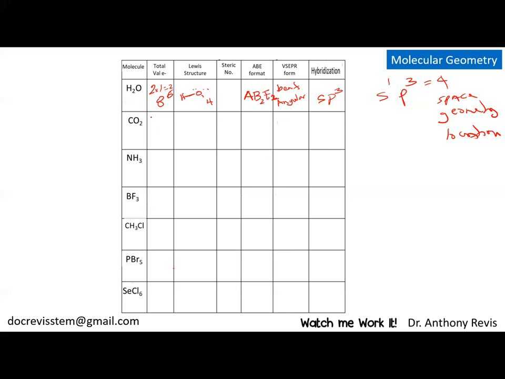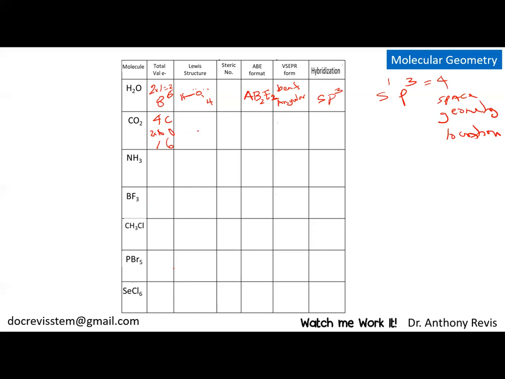Carbon dioxide: we have four valence electrons from carbon and 2 times 6 from oxygen. And whatever that turns out to be, you just calculate those there. So that's 12 plus 4, 16 total. So make sure we do the right arithmetic here. Okay. So that's the total valence electrons used here.